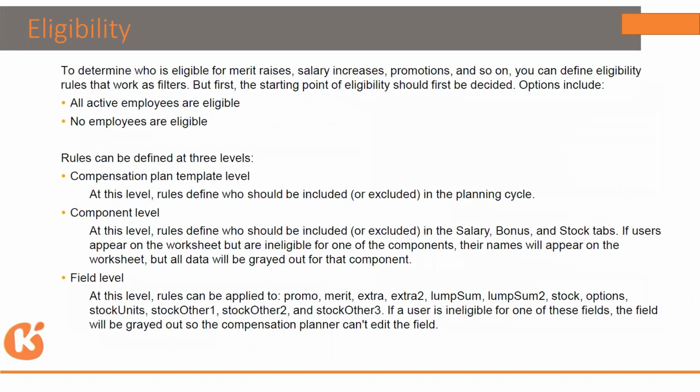Then you have certain eligibility. There is a lot of eligibility you will find in the template, like whether all active employees are eligible, or no employees are eligible. If you selected all in the template at the start, all employees are eligible, then you will have to create an eligibility rule to filter out people who are not eligible. But if you selected no employees eligible, then you will have to create a rule to include people in the template.